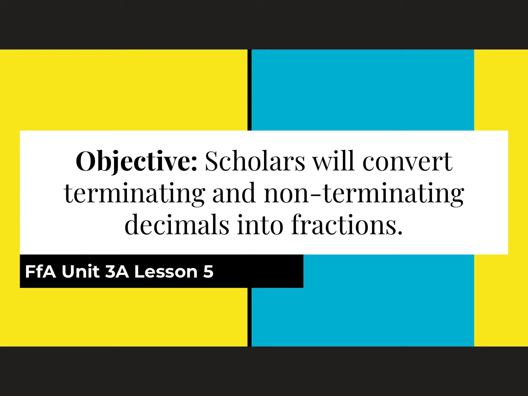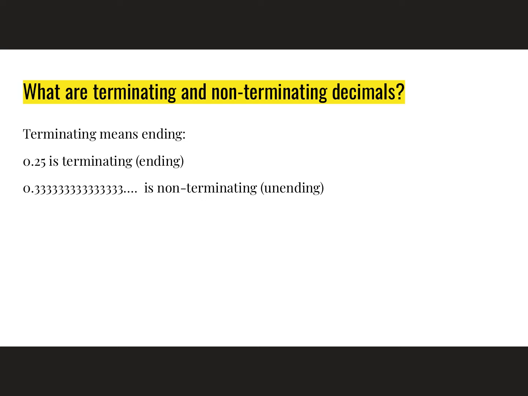Today, scholars will convert terminating and non-terminating decimals into fractions. So what do I mean by terminating and non-terminating? Terminating just means ending. So 0.25 is a terminating, or ending, decimal. 0.33333 forever is non-terminating, unending. So that's all I mean by terminating and non-terminating.